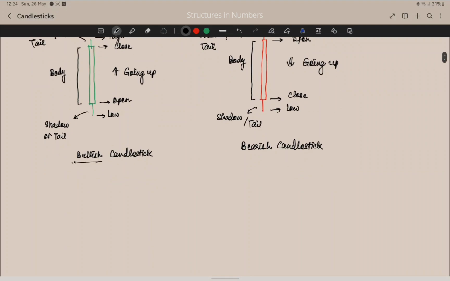The name bullish is derived from bull. A bull hits you like it is throwing you from down to up, and that is the reason why when the market goes upside it is called a bullish candlestick. Whereas a bear tries to hit you down on the floor, and that is the reason why when the market is going down, it is called a bearish candlestick.